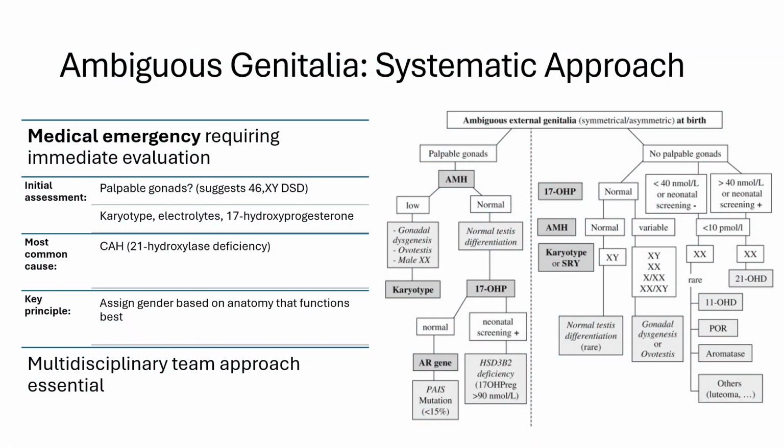Ambiguous genitalia represents a medical and social emergency requiring immediate systematic evaluation. Beyond the obvious anatomical concerns, life-threatening metabolic conditions like congenital adrenal hyperplasia may underlie the presentation. Every infant with atypical genitalia needs urgent assessment for potential salt-wasting crisis.